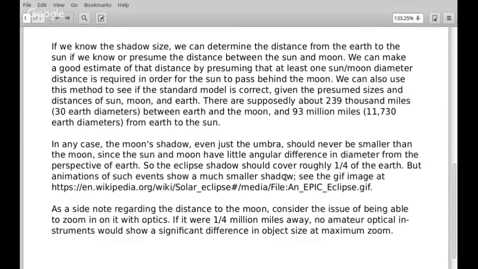So that means, if the moon is 1/4 the size of the Earth, then the shadow should take up 1/4 of the Earth. That just seems logical to me.